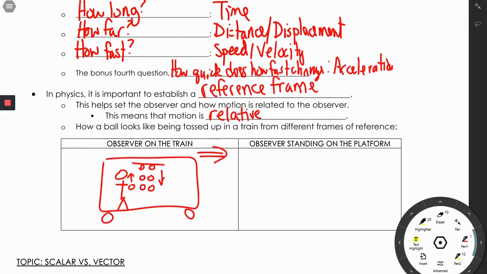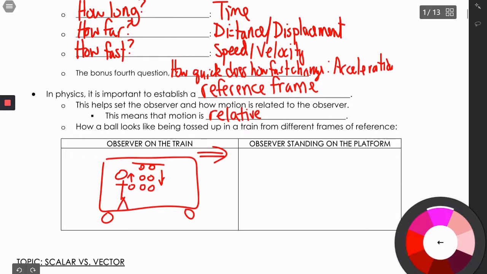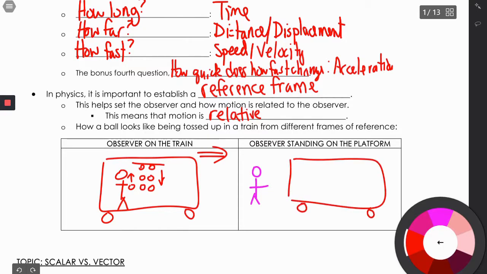Now, if we take that same scenario, and now our observer is outside of the train. So here's our train again, and the train is going to the right. Here's our person in the train tossing the ball up. What the observer on the outside is going to see is kind of a parabolic shape, because in addition to the up and down motion of the ball in the train, they're going to see the left and right motion as well. That's the reason why they see a parabolic shape.